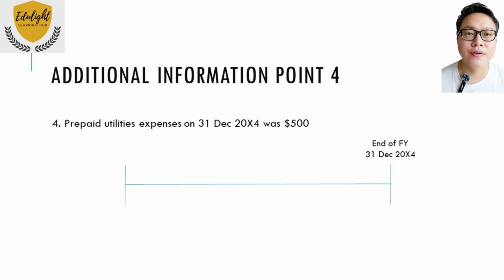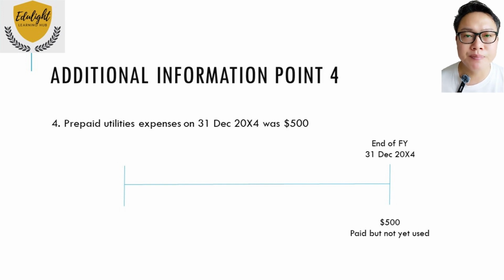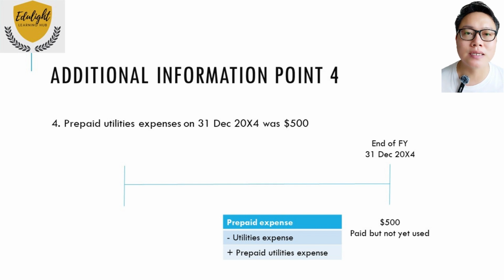Moving on to point 4. Prepaid utilities expense on 31st December 20x4 was $500. Same goes, the financial year end 31st December 20x4, $500 being prepaid means that it had been paid but not yet used. Since we have not used it, that will mean that we will deduct our utilities expense. Okay, expense account records how much we have used. So since we have not used it yet, we will deduct it off. Now, we do have a prepaid of 500. Therefore, we will need to add into this account called prepaid utilities expense.